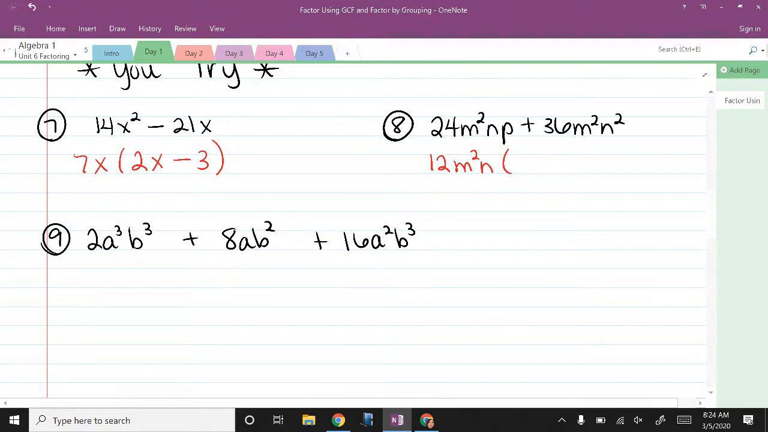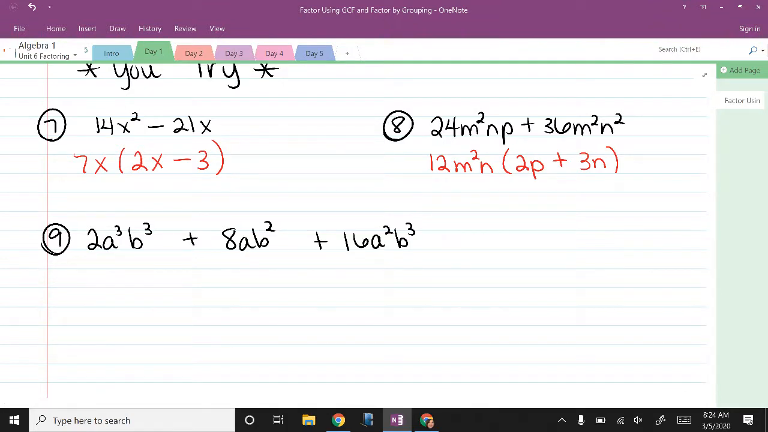Now, what times 12 is 24? 2. Does that variable need any more m's? Does it need any n's? But it needs a what? It needs a p. Got it? Plus, what times 12 is 36? 3. Does that one need m's? Does it need any n's? It needs one more n. Raise your hand if you got that for number 8. Any questions?